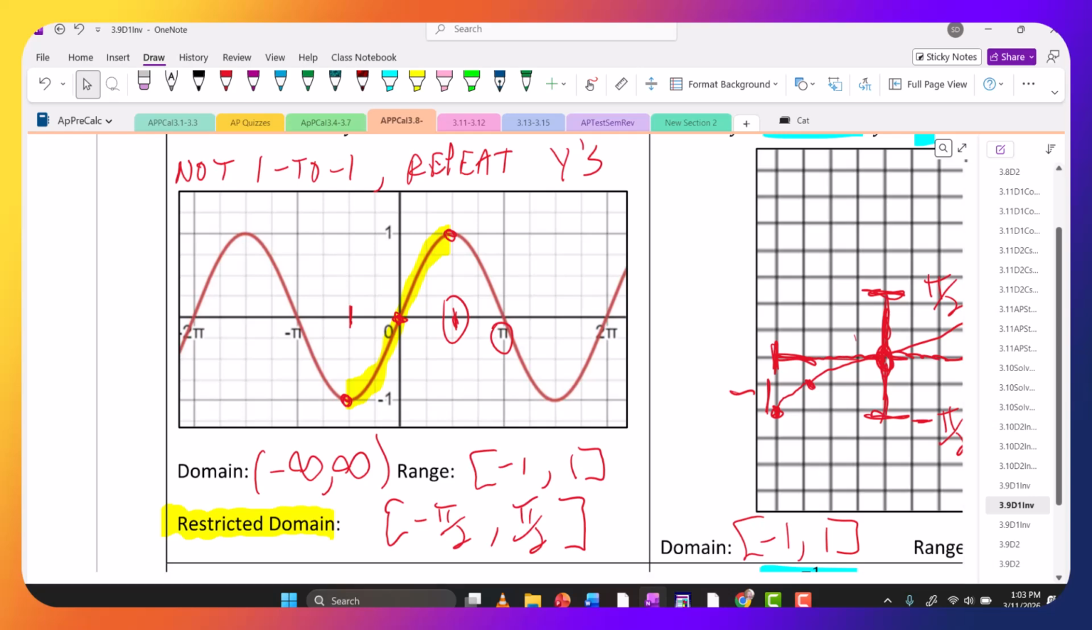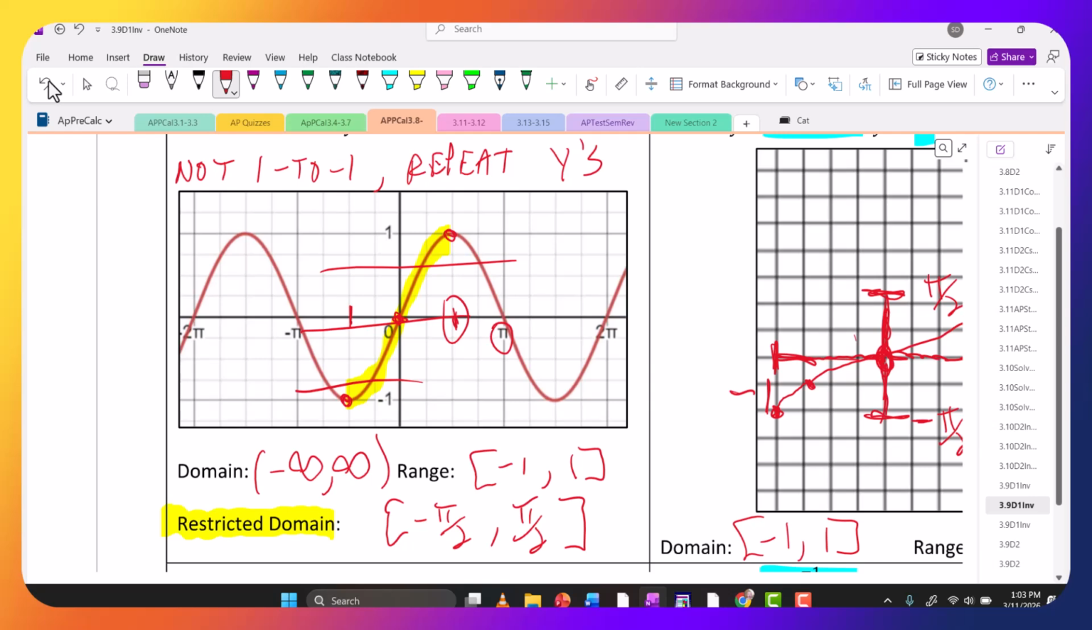Oh, I got my thing in the way here. I was going to get rid of that right away. But where do I get all of my unique values? It's that yellow part. This yellow part covers all of the range values. Then after that, the range is repeated. When you look at the yellow part, it does pass the horizontal line test, but all the other parts don't. Do you agree with that?